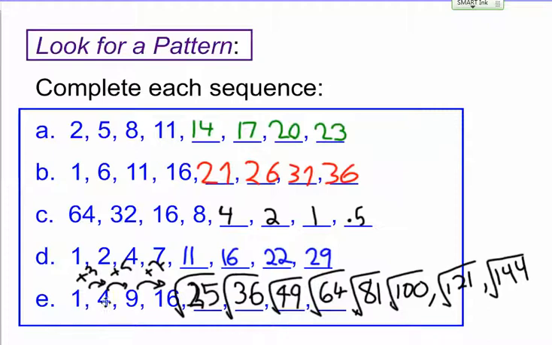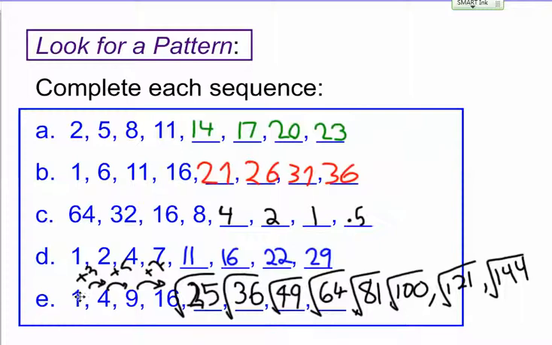To get from 1 to 4, if you're thinking addition, you could add 3. From 4 to 9, you add 5. From 9 to 16, you add 7. 16 to 25, you add 9. So we talked about how you could be adding increasing consecutive numbers, but that wasn't nearly as efficient as seeing the multiply pattern, which is you just square consecutive numbers.